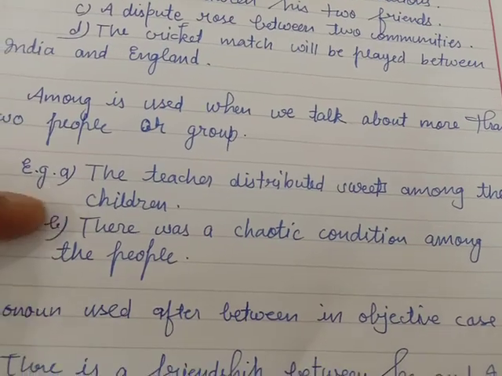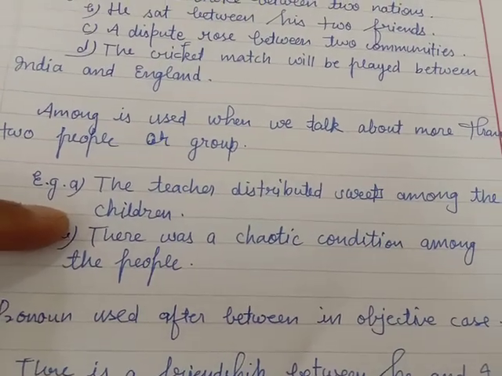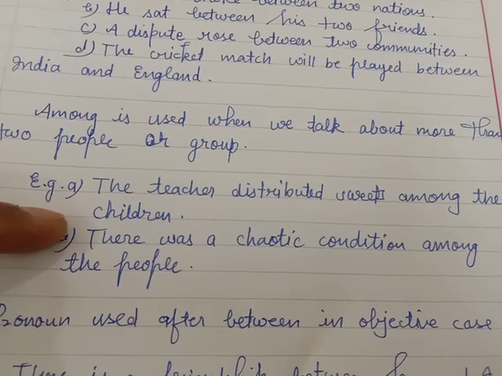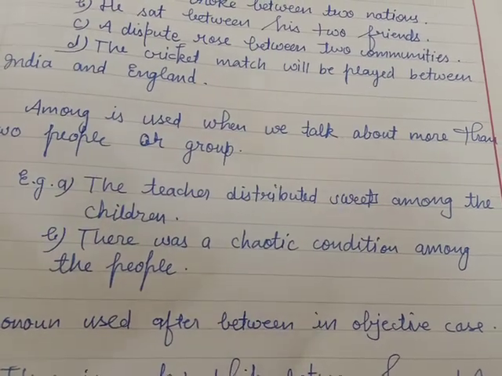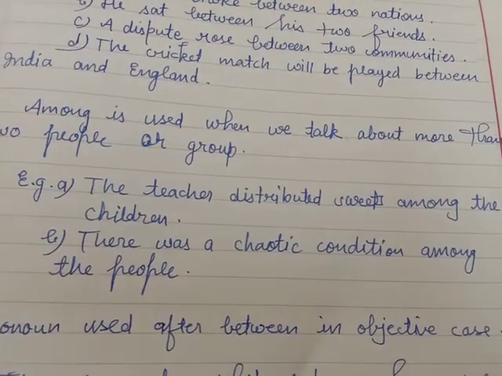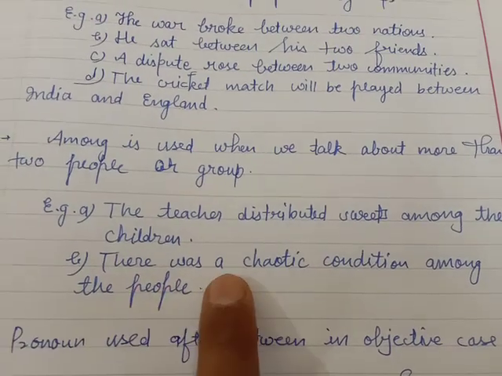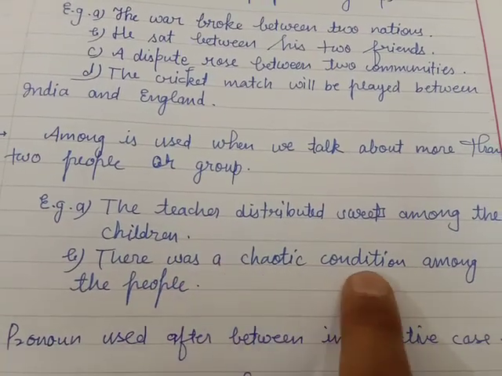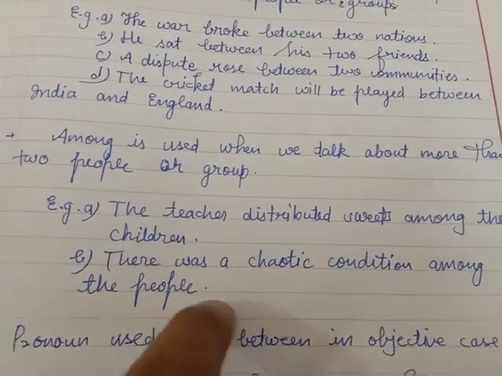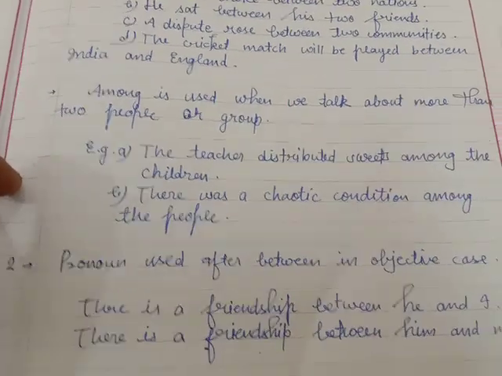There was a chaotic condition among the people. People here means a kind of mob. So there was a chaotic condition among the people, not between the people.